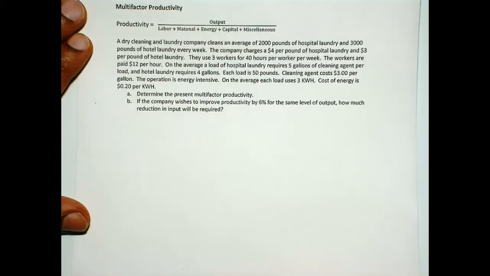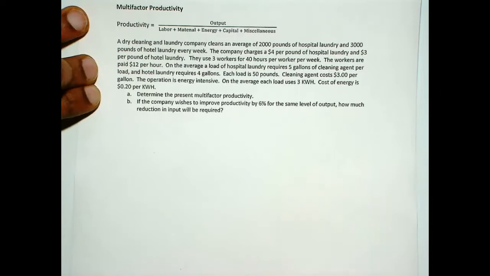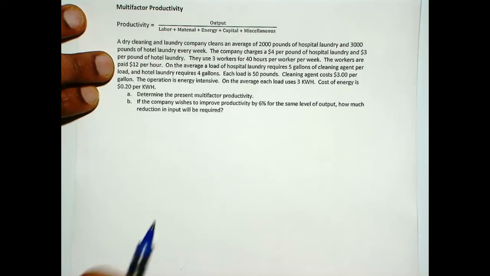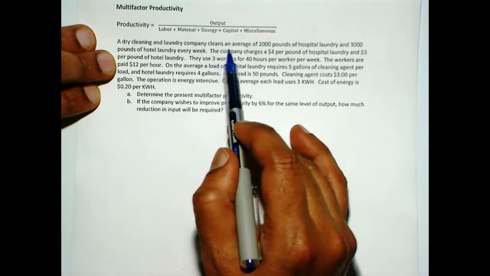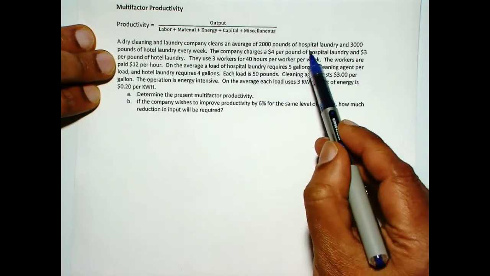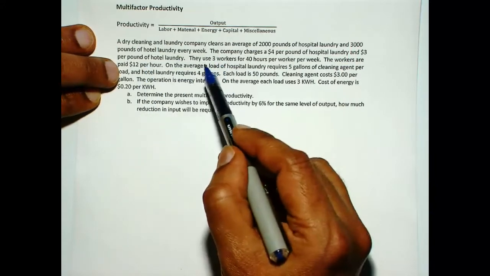Okay, the second problem is a little more involved. So once again, pay careful attention and work the problem along with me. Here we have a dry cleaning company that cleans on the average 2,000 pounds of hospital laundry and 3,000 pounds of hotel laundry. So there are two different outputs.